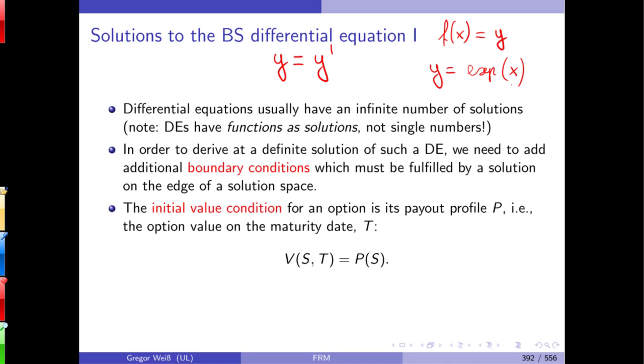No one? There is more than one solution. Can you give me a second solution? This one is also a solution. If you take the zero function and calculate its first derivative, the derivative of zero is again zero, so again the function itself. So this is a second solution. And as you can see, in many cases, differential equations have infinite solutions, and you need to single out one solution by setting a boundary condition.